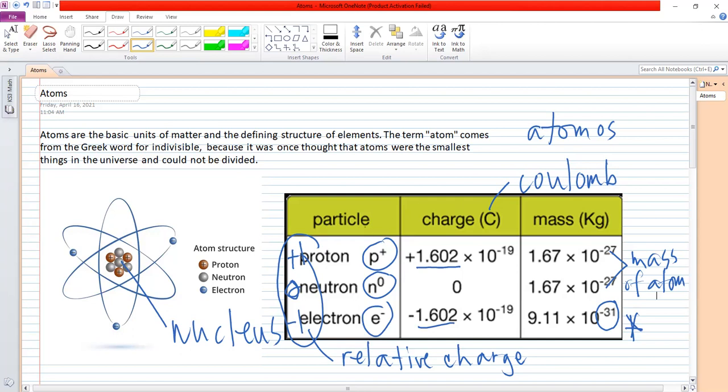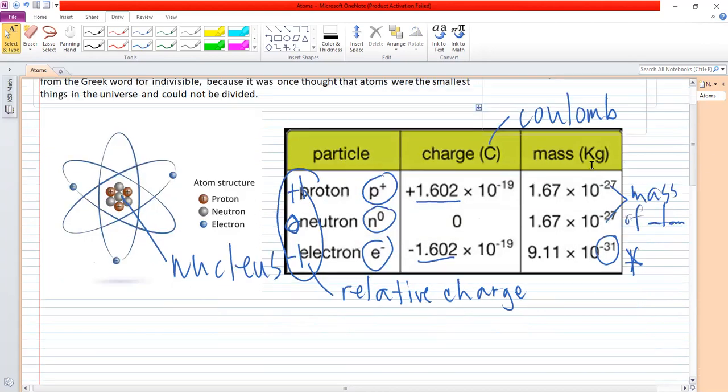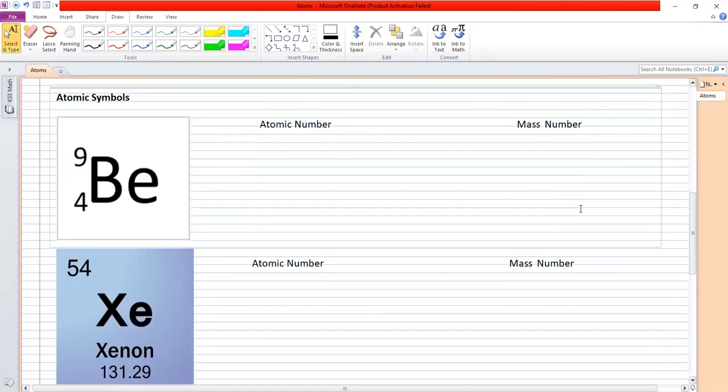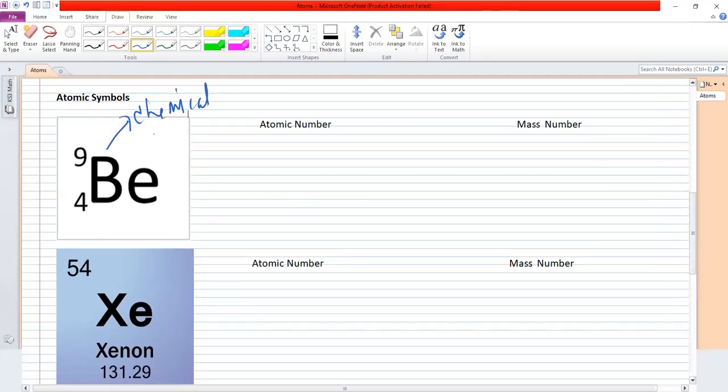Now, since we have an idea of the charge, the mass, and the data regarding the subatomic particles, we can now go to the atomic symbol. Okay. Now for atomic symbols, let's have an example here. So we have here beryllium, and you can see here some numbers, 9 and 4. Okay. Now this Be here stands for the chemical symbol.